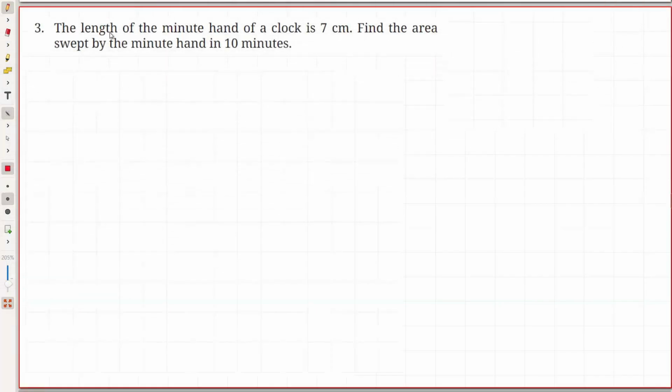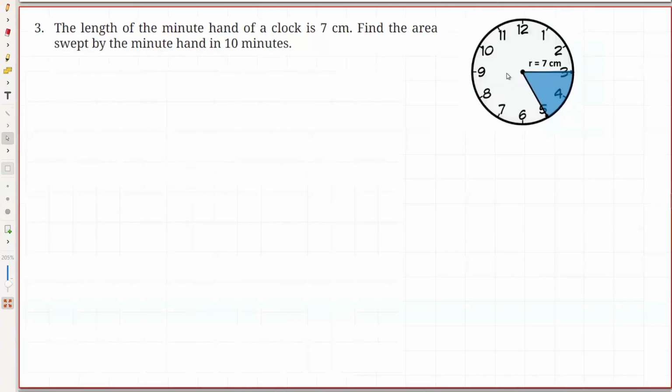So question number 3. The length of the minute hand of a clock is 7 centimeter. Find the area swept by the minute hand in 10 minutes. We can go with a rough sketch first. This is the diagram. The clock is in the form of a circle. The minute hand is 7 centimeter, that is nothing but the radius, 7 centimeter.